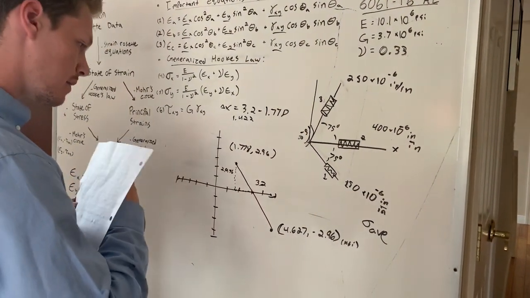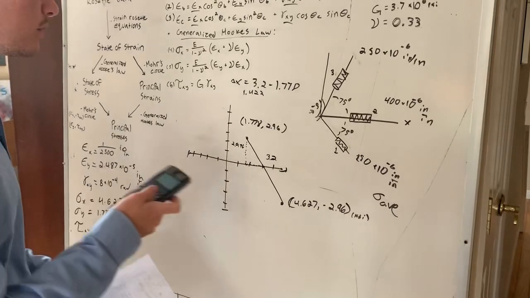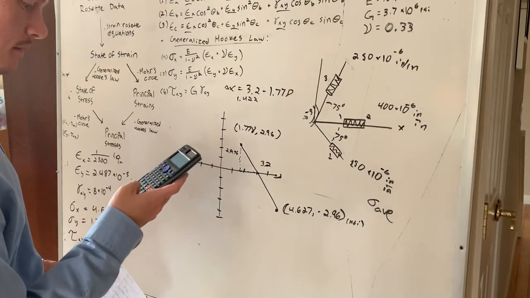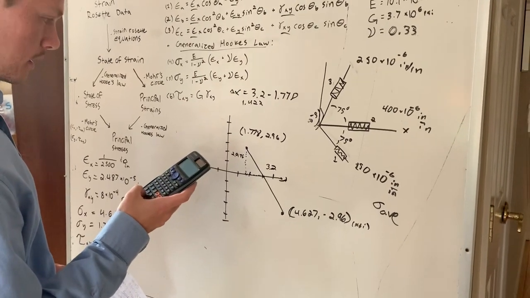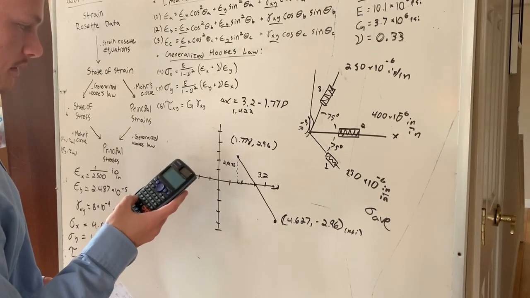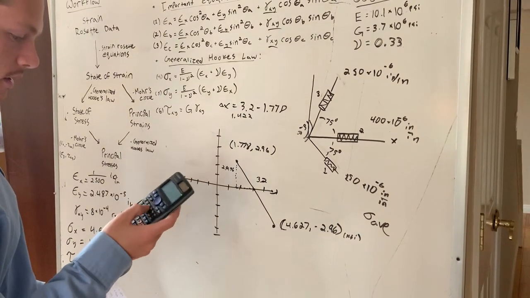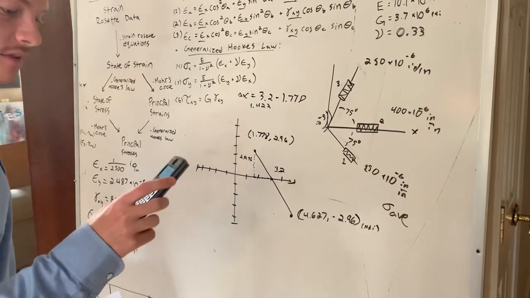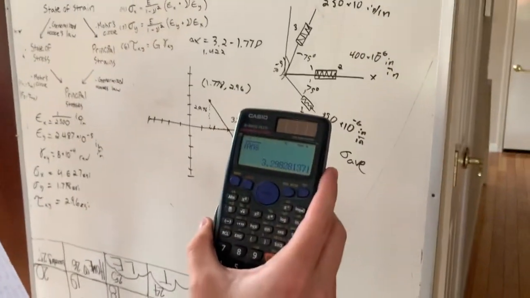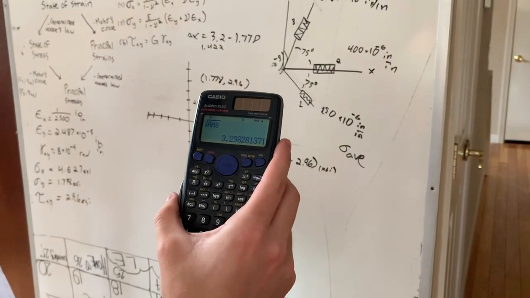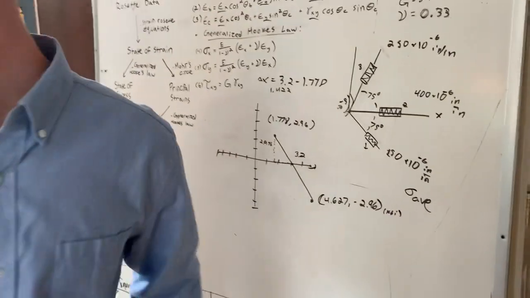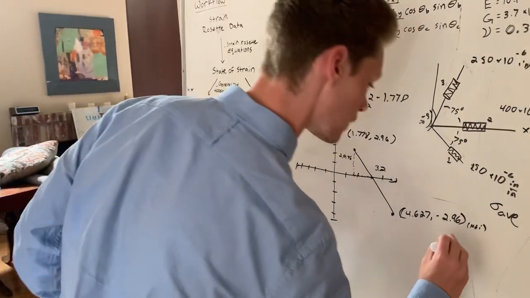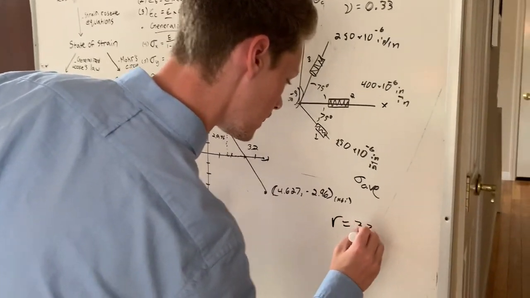And then using Pythagoras' theorem, we square both of them and add them to each other. 1.422 squared plus 2.976 squared, and then take the square root. That's going to give us what should be a radius, which looks to be about 3.3. Let's call that 3.3 because it rounds very close. Radius is equal to 3.3.